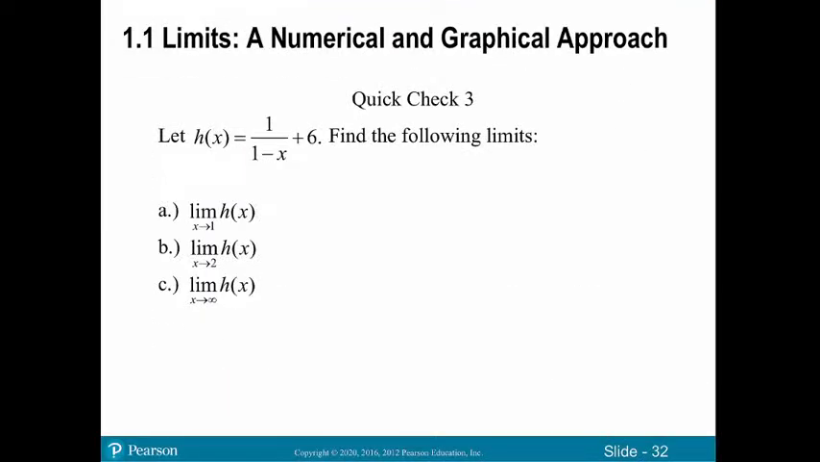Let h of x be this. Find the following: the limit as x approaches 1. Notice we can't just plug in 1 because it gives us a 0 in the denominator. So for something like this, I would make a table of values, just to see what happens on the left-hand side of 1. For all of these, I would just make tables of values.